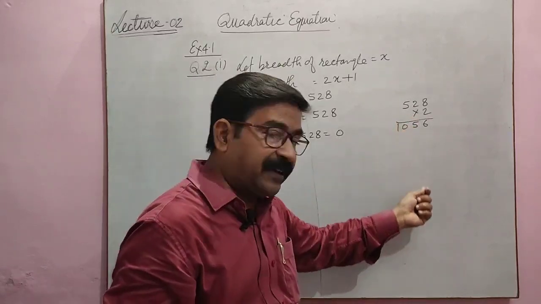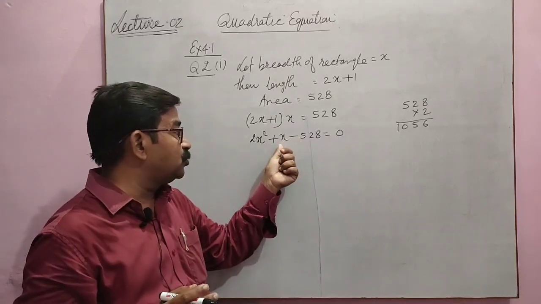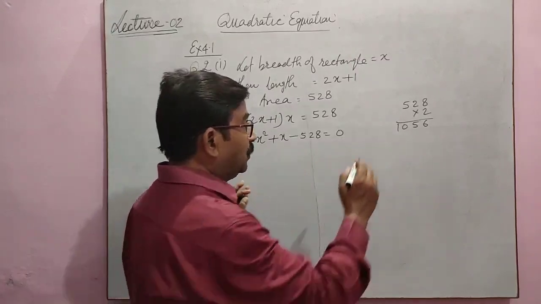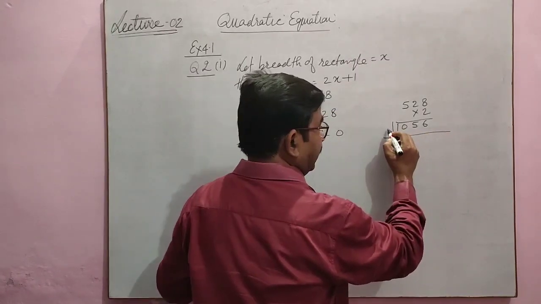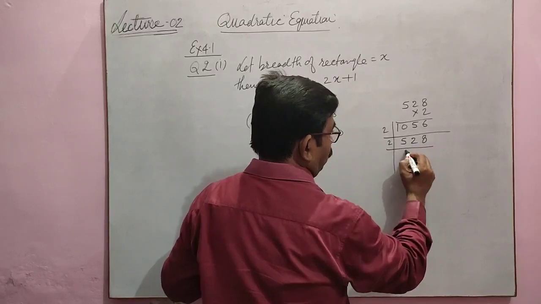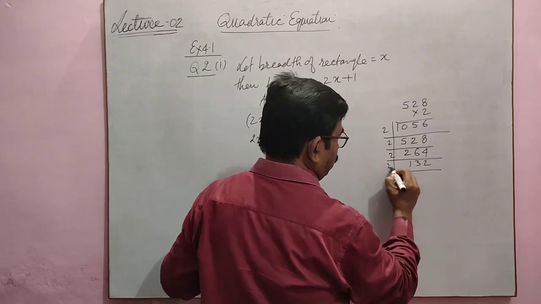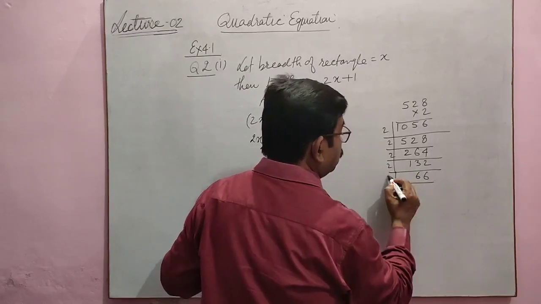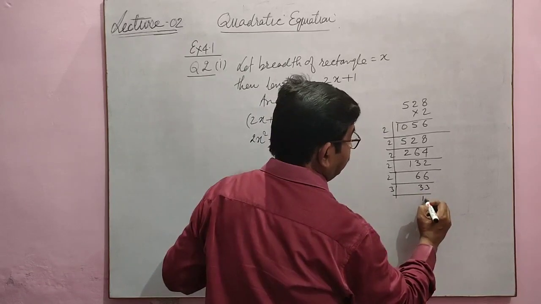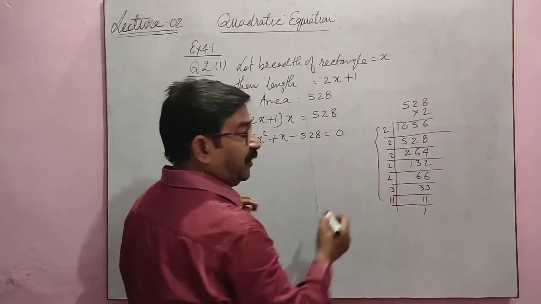We find the prime factorization of this. We have to choose two factors whose difference is 1, because here there is a minus sign. So I am taking the prime factorization. 1056 divided by 2, again by 2, again by 2, again by 2, again by 2, we have 33. Again by 3, we have 11. Again by 11, we have 1. So all these are prime factors.